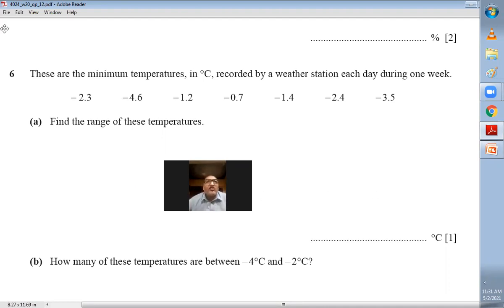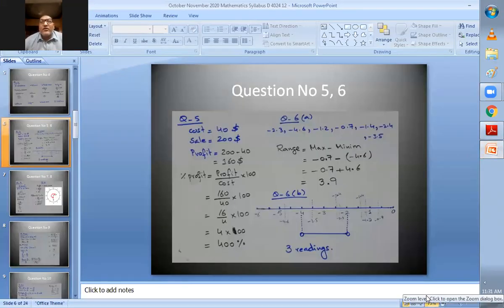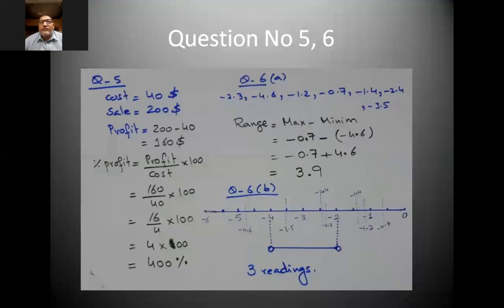I have done this on a paper. Let me show you my work. And here we go. So question number 6, 6A part is showing up on your screen. So I have written here the range is equal to the maximum temperature minus the minimum temperature: minus 0.7 minus minus 4.6. Minus minus will become plus. So minus 0.7 plus 4.6. So 3.9 degree. So the range of the temperature is 3.9 degree.